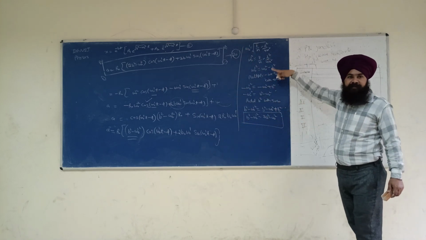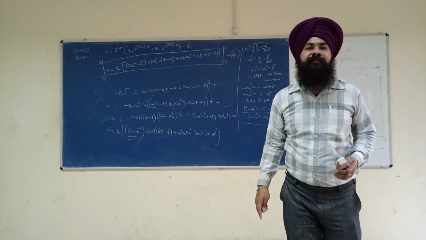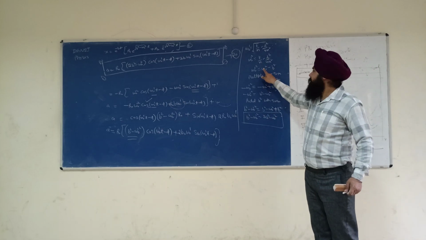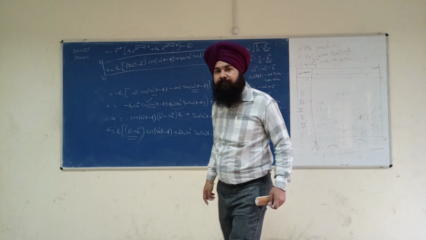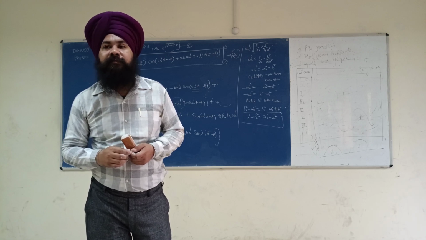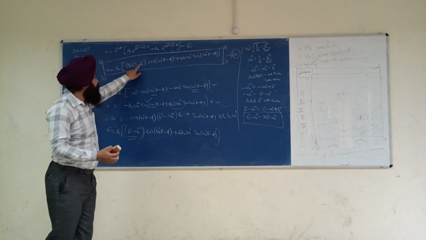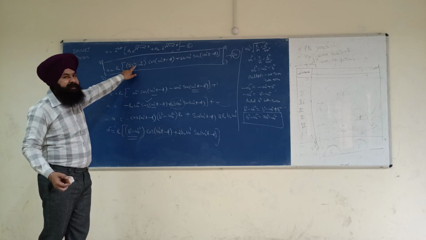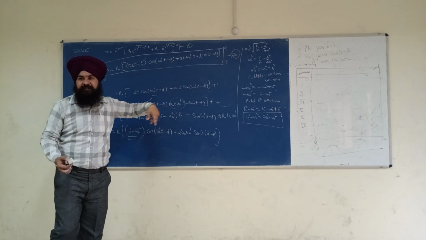This is also a mathematical trick. Do you want to ask something? Yes, this k by m is equal to omega naught square. Can't we just use the omega naught square formula? Why did we have to do all this? Because I want to simplify in terms of omega naught. That is why we have done the whole mathematical expression.